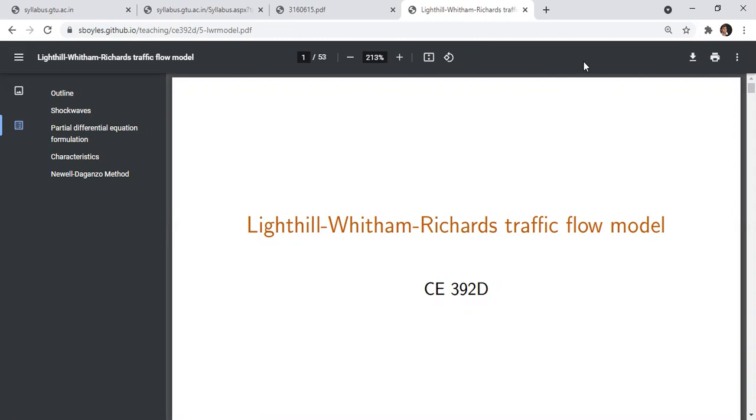So today we are going to start a new topic, the Lighthill-Whitham traffic flow model. This theory is particularly based on traffic signal design, that is, how an intersection or a traffic signal is designed according to the theory and according to the traffic volume.